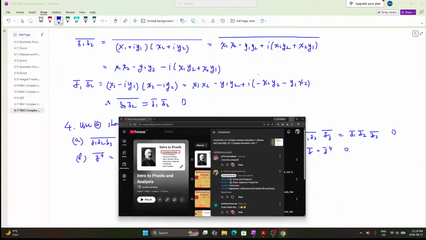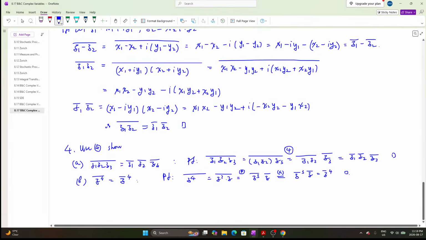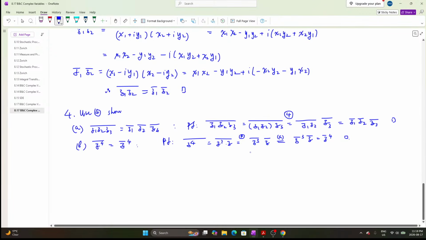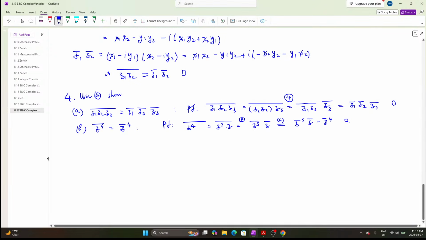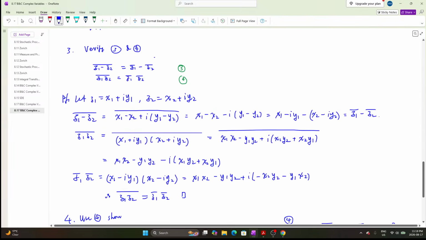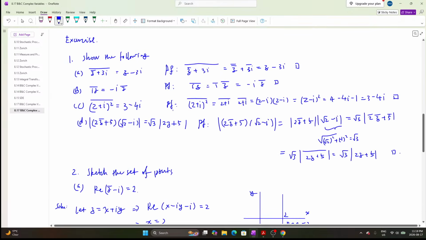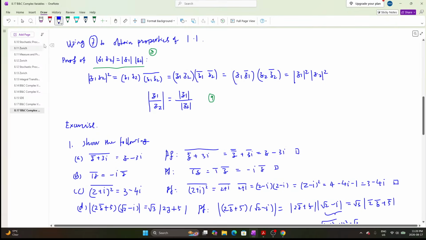Anyway, let's finish the remaining exercises. The stream is getting a little bit long. Exercise 5: verify property 9 of moduli in section 6. What's that? Oh, right. We want to verify this one right here.